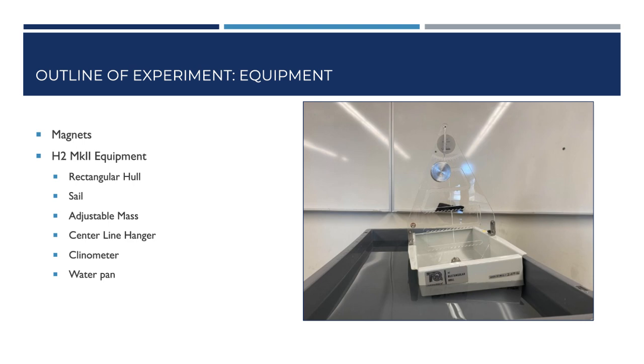The equipment utilized is the H2 Mark II equipment for determining metacentric height and stability and magnets for manipulating the distribution of mass. The hull was placed in a larger rectangular container filled with water to a height where there was no risk of collision between the container and the hull.